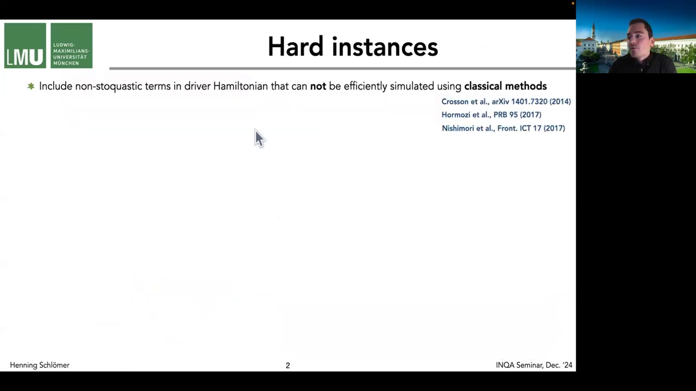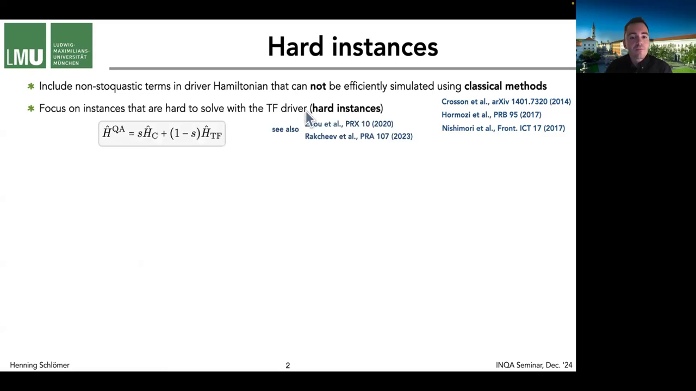To introduce what we did with the SYK model here, let's first define what we mean by hard instances when looking at the transverse field Hamiltonian. For these hard instances, we then want to add other terms to the driver Hamiltonian, which cannot be efficiently simulated classically, and then hopefully we get some speedup in some sense.